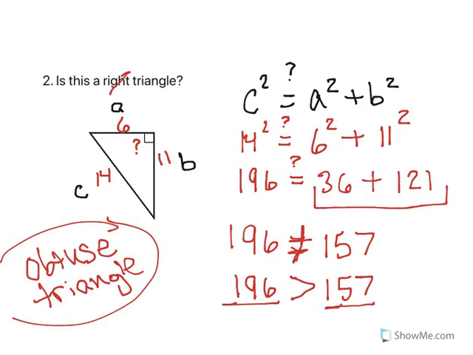So those first two examples were how to solve for a missing side with the Pythagorean theorem. And then we talked about, given three sides, can we determine if a triangle is indeed a right triangle or not?